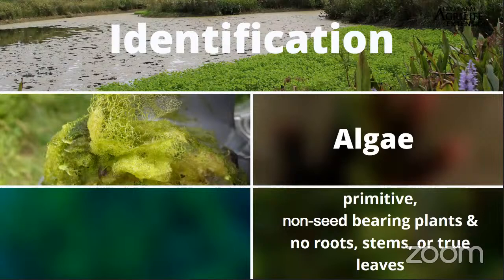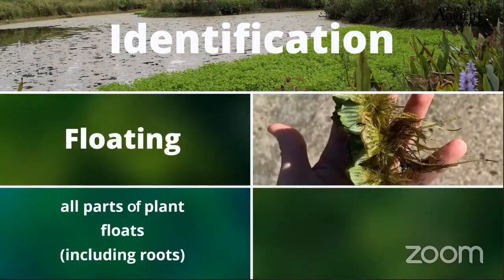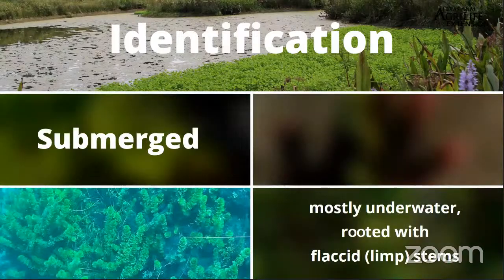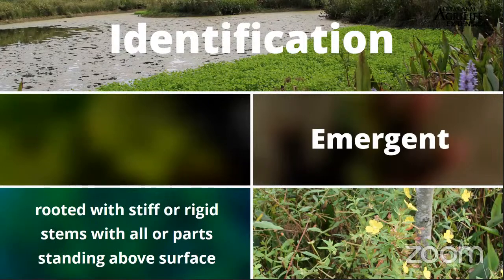So our first classification is algae. They are primitive, non-seed bearing plants with no roots, stems, or true leaves. We have our floating plants, which are classified by all parts of the plant floating, which includes the roots. Submerged plants are characterized by being mostly underwater and rooted with flaccid or limp stems. And then emergent vegetation. These plants are rooted with stiff or rigid stems with all or parts of the plant standing above the water surface.